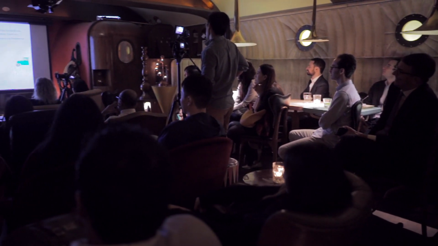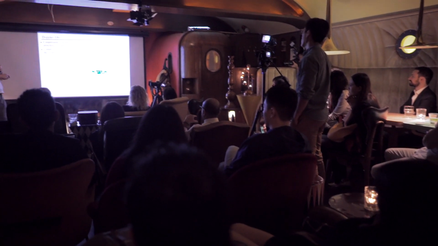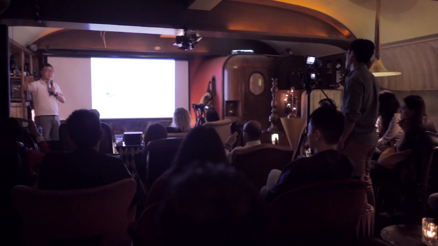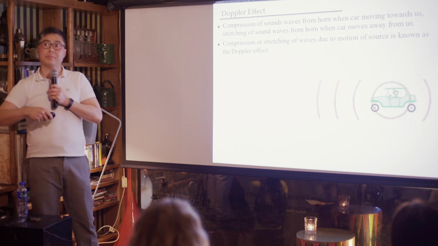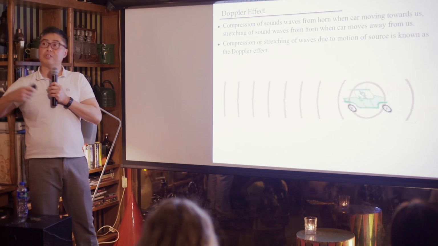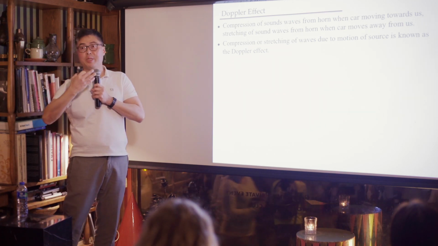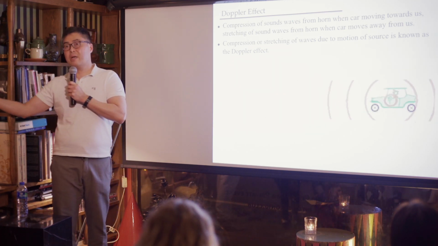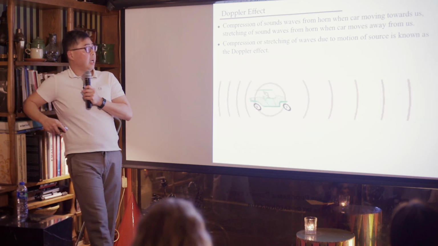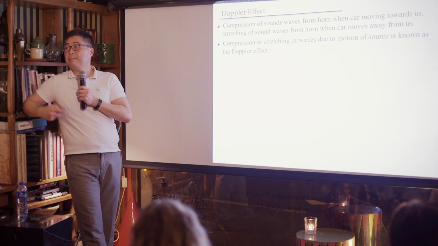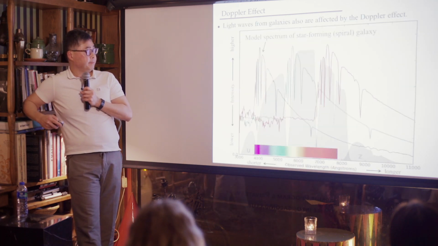The reason why there's a Doppler effect is that sound waves are compressed in the direction of motion, so the pitch is higher. And the wavelength of sound waves is stretched opposite the direction of motion, so the pitch is lower. So the horn sounds at a higher pitch when it's coming towards you, and then a lower pitch when the car moves away from you. That's the Doppler effect for sound. There's an equivalent for light, because light also propagates as waves.